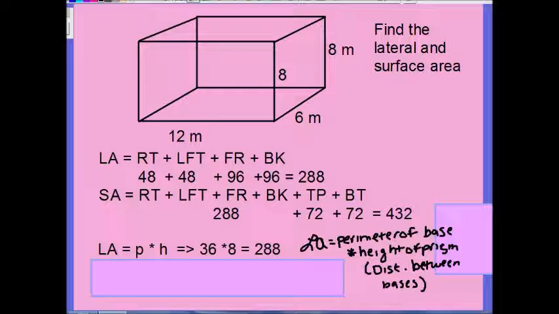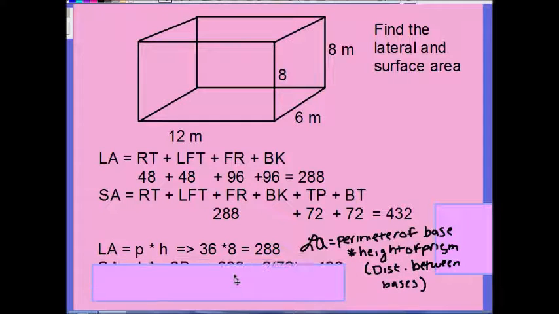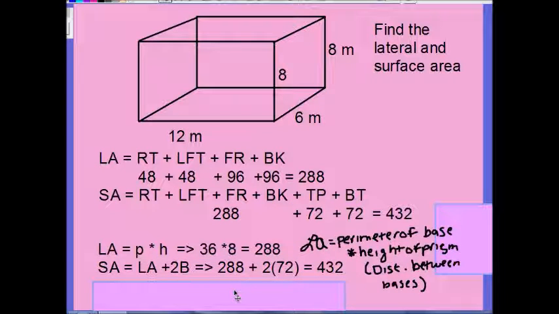Now, the surface area one you might be able to figure out on your own, but just in case, another way of writing that surface area is the lateral area plus 2 times the area of the base, where that big B is going to represent area of the base. So let's go ahead and write that down. Surface area is the lateral area plus 2 times the area of the base.